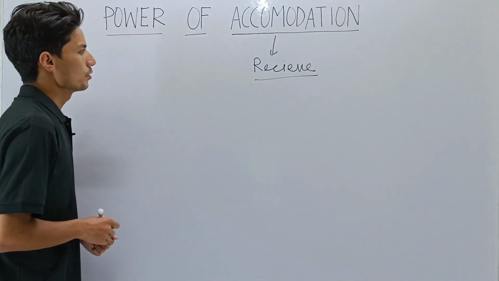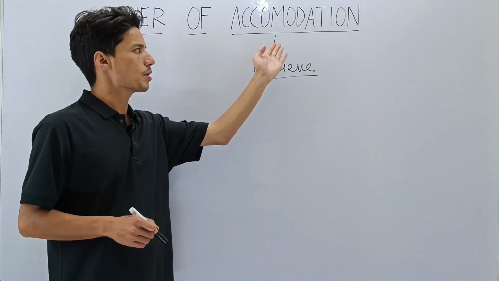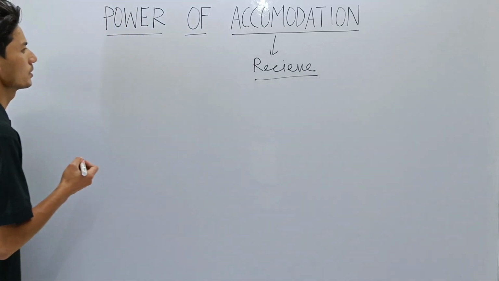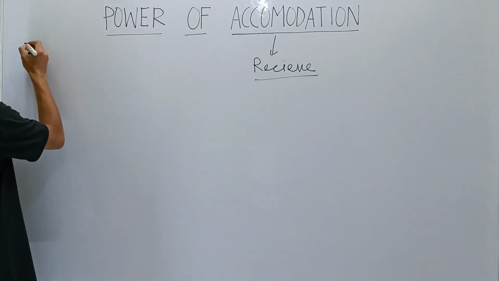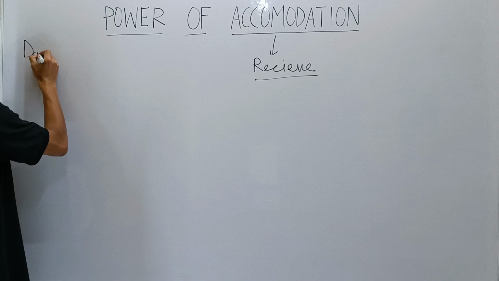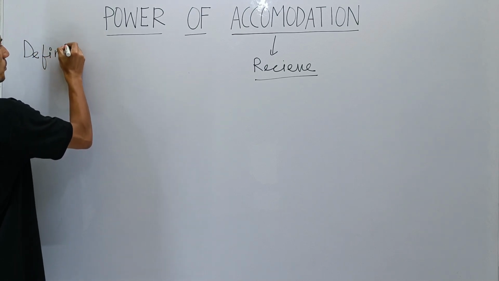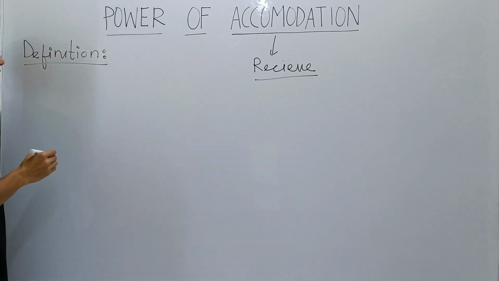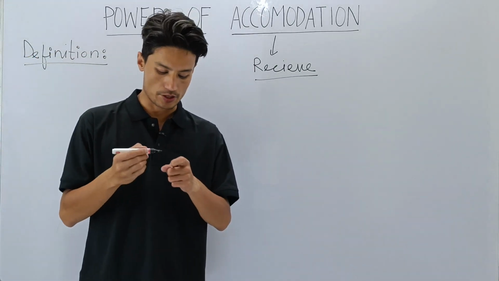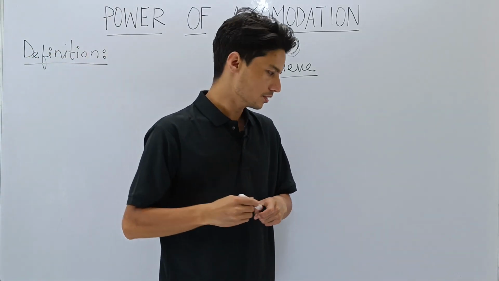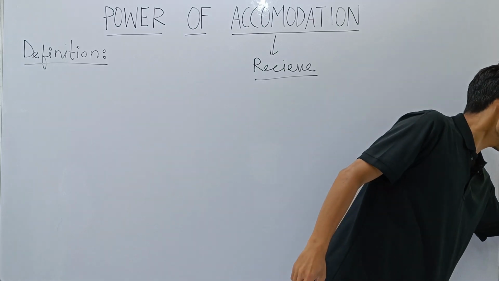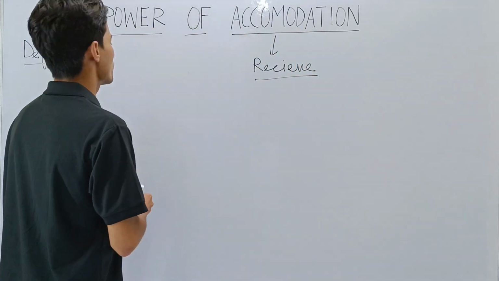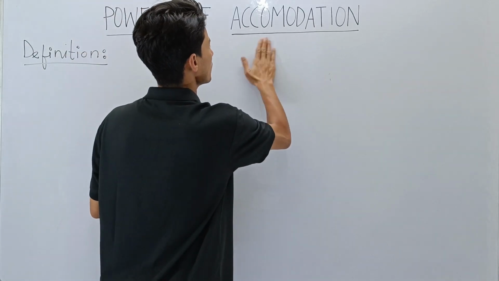So first of all, we will try to define what actually is power of accommodation with respect to the human eye. So let us write down the definition. Take down the definition. So, reminding you to grab a pen, a notebook and a pencil, and to take down the notes, because notes are going to be very helpful for you all. So what is power of accommodation? Let me erase this one now.